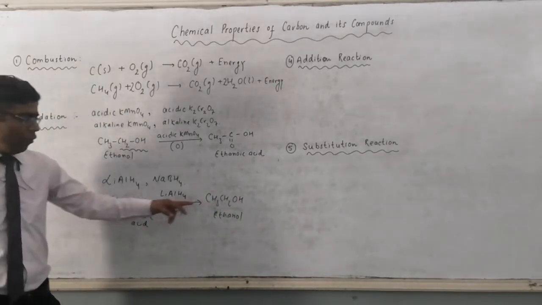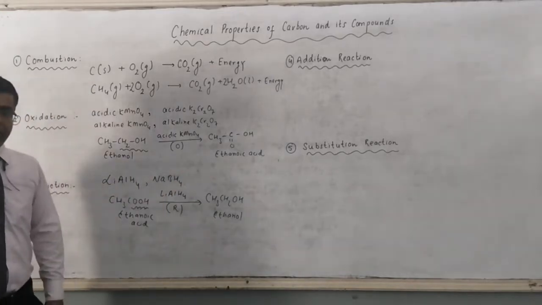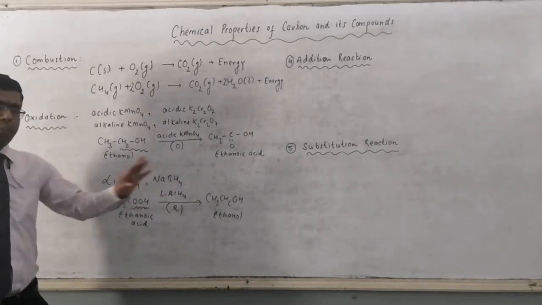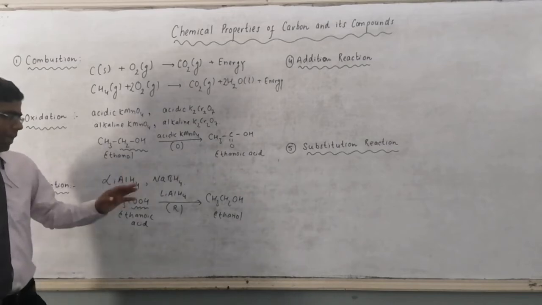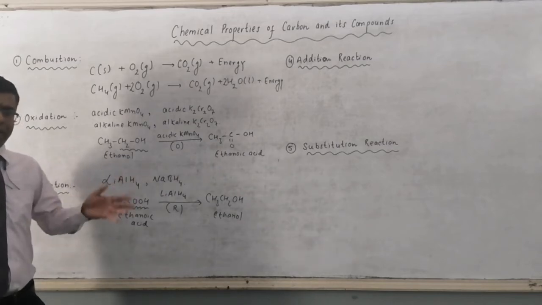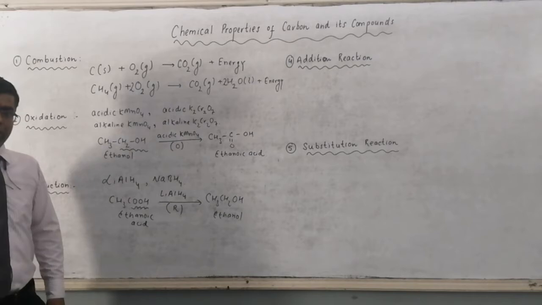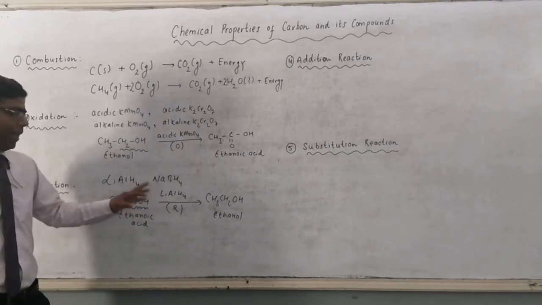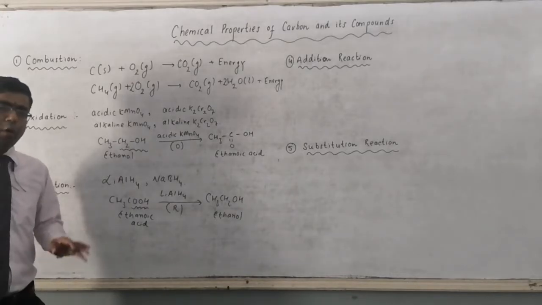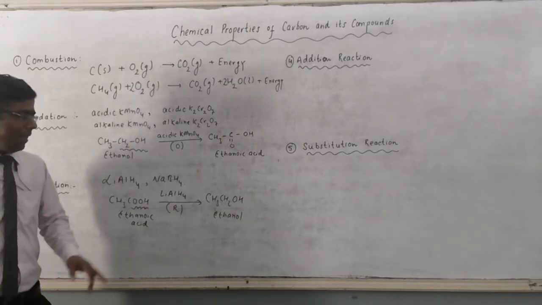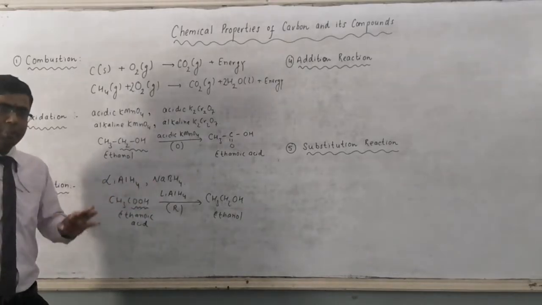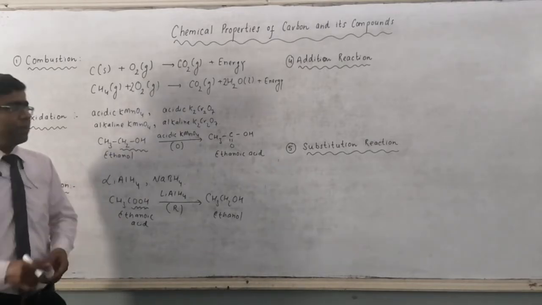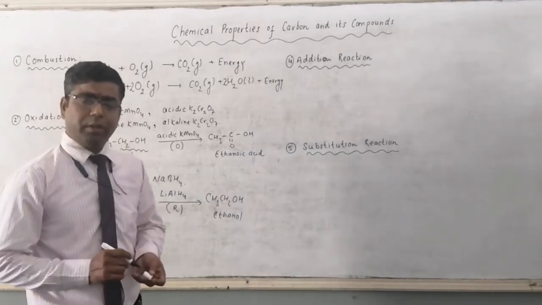What is the difference? One O is less and two H are more. It means we have removed oxygen and we have added hydrogen. So conversion of ethanoic acid to ethanol in presence of lithium aluminum hydride is a type of reduction reaction, and lithium aluminum hydride here works as a reducing agent. Then comes the addition reaction.